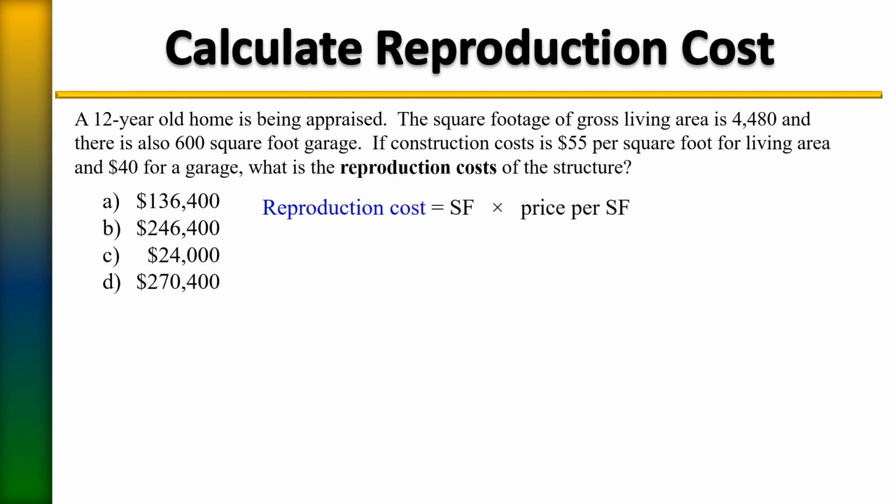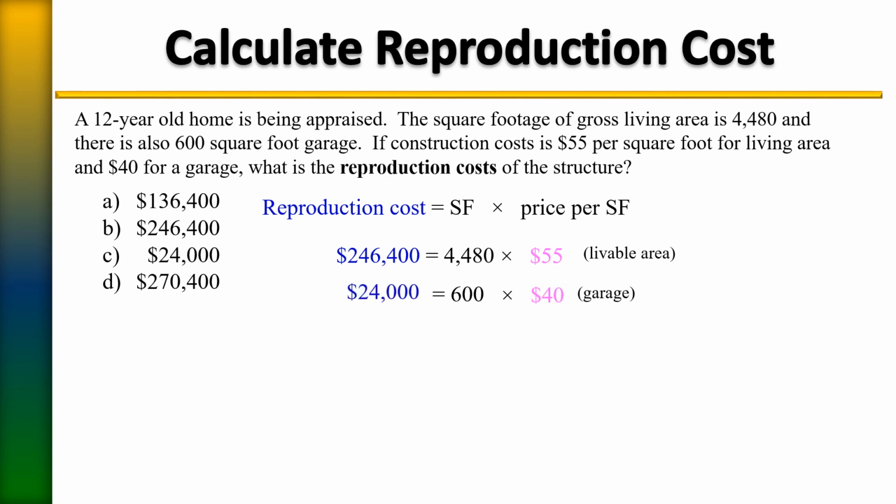Starting with the living area, which is 4480, we're going to multiply that by 55 to get that reproduction cost. Next, we're going to move on to the garage, which is 600 square feet, and we're going to multiply that by 40. And what we get is 24,000. Now, when we add these amounts up, we have the total cost of reproduction, which is choice D.